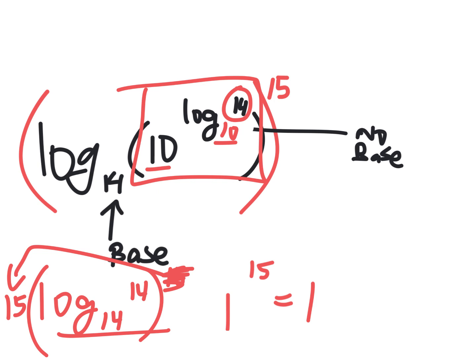So wait a minute. No, I couldn't bring that down to the front. Why can't I bring that down to the front? Because it wasn't on the argument. That 15 was on the whole thing. So no, that wouldn't work. Sorry, that was not correct. So that 15 cannot go down there. So it's just 1 to the 15th like I wrote here, and 1 to the 15th is 1.